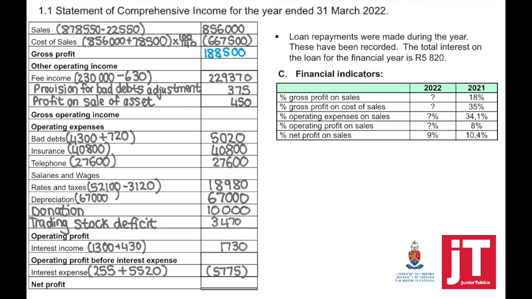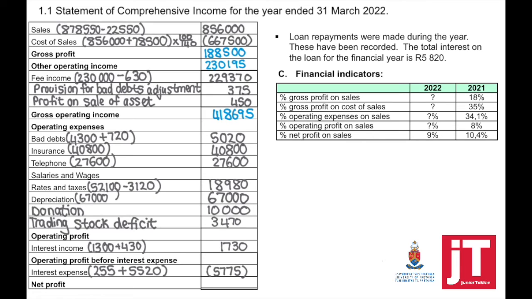Once I've closed all the brackets, I can now see what's the next piece of this puzzle. If I look at other operating income, I've got the total fee income, provision for bad debts adjustment, and the profit on sale of assets. This means that we can calculate the total operating income. Gross profit plus other operating income equals gross operating income.